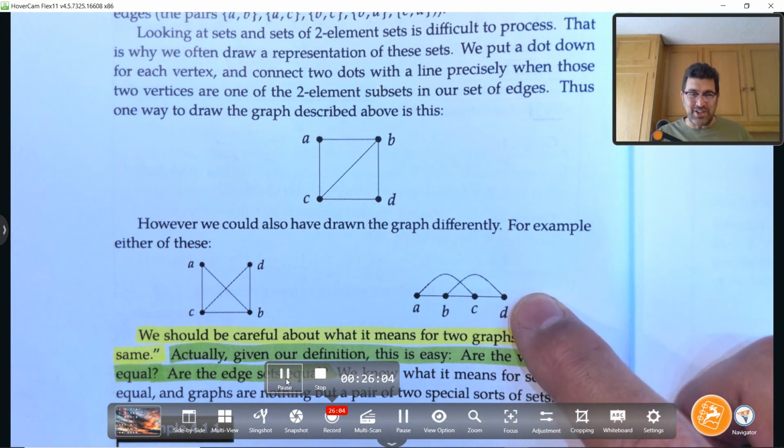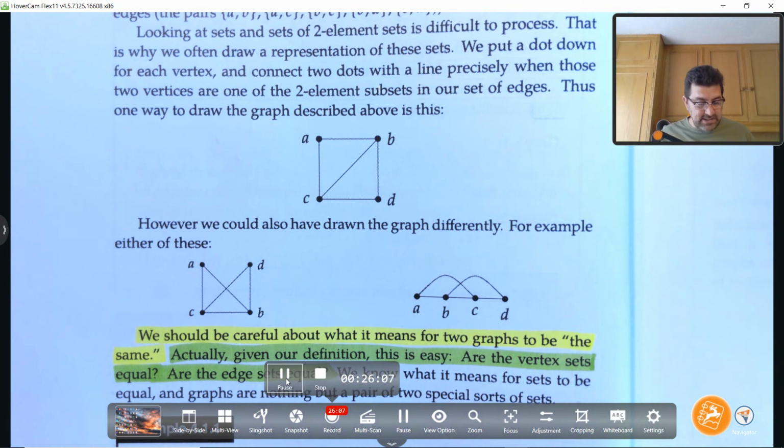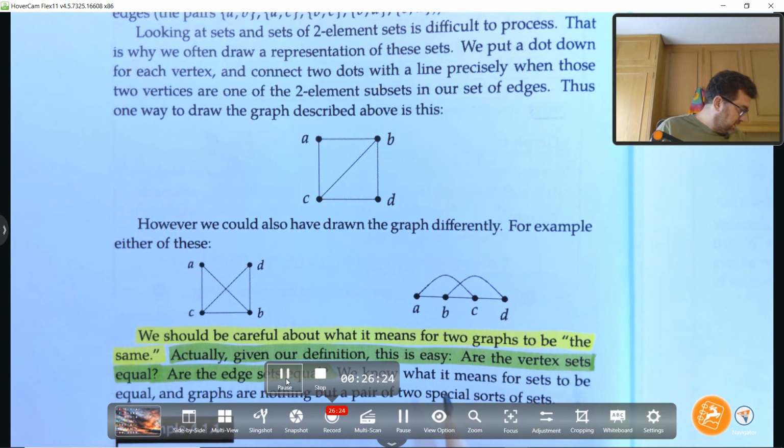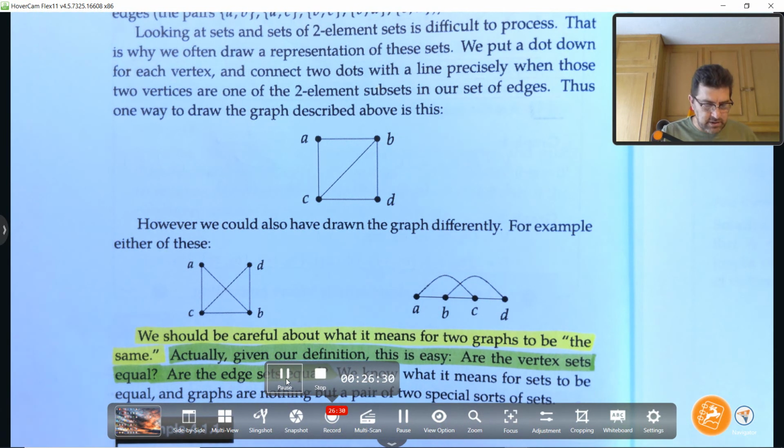Okay, if we talk adjacency again, what does this say? We should be careful about what it means for two graphs to be the same. Now we saw that earlier. We can't just look at the number of vertices and the number of edges. We saw that in the beginning, and then we went into more detail. I'm sure you can remember that happened 10 minutes ago.